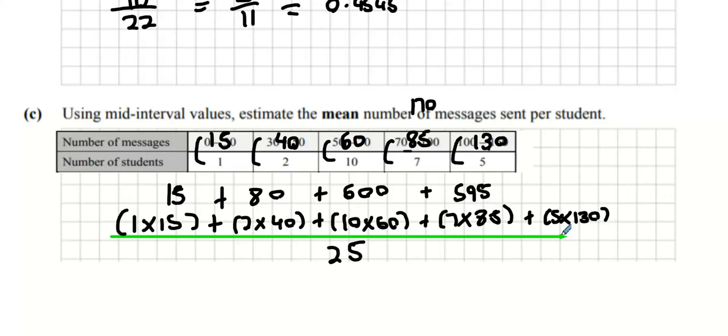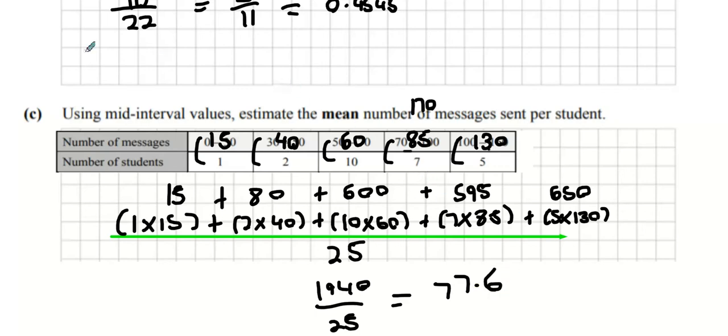And then 5 times 130 is 650. Gonna add all them up on top. And we should get 1940 divided by 25, which would be an average of 77.6. Okay, done. D. The student also found the total number of WhatsApp messages sent in a particular week.